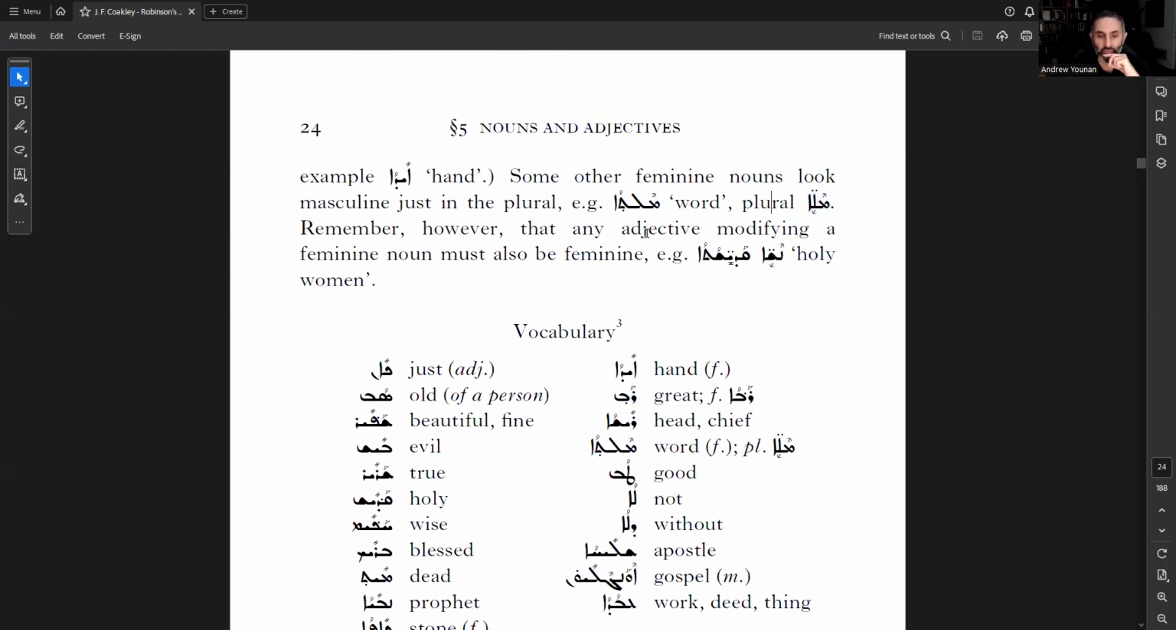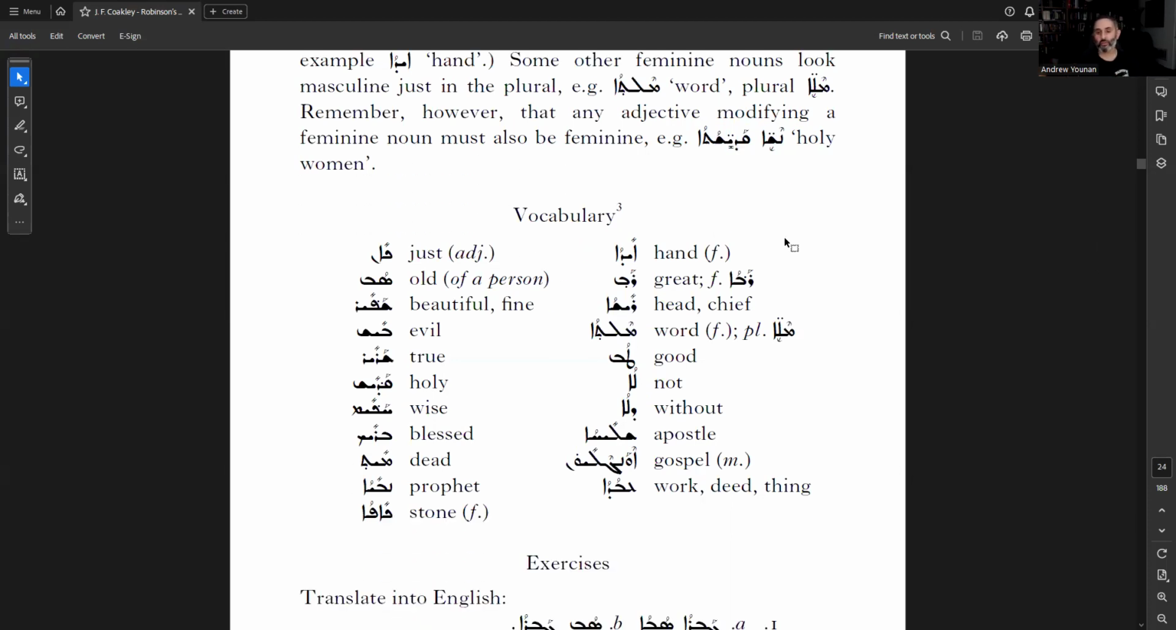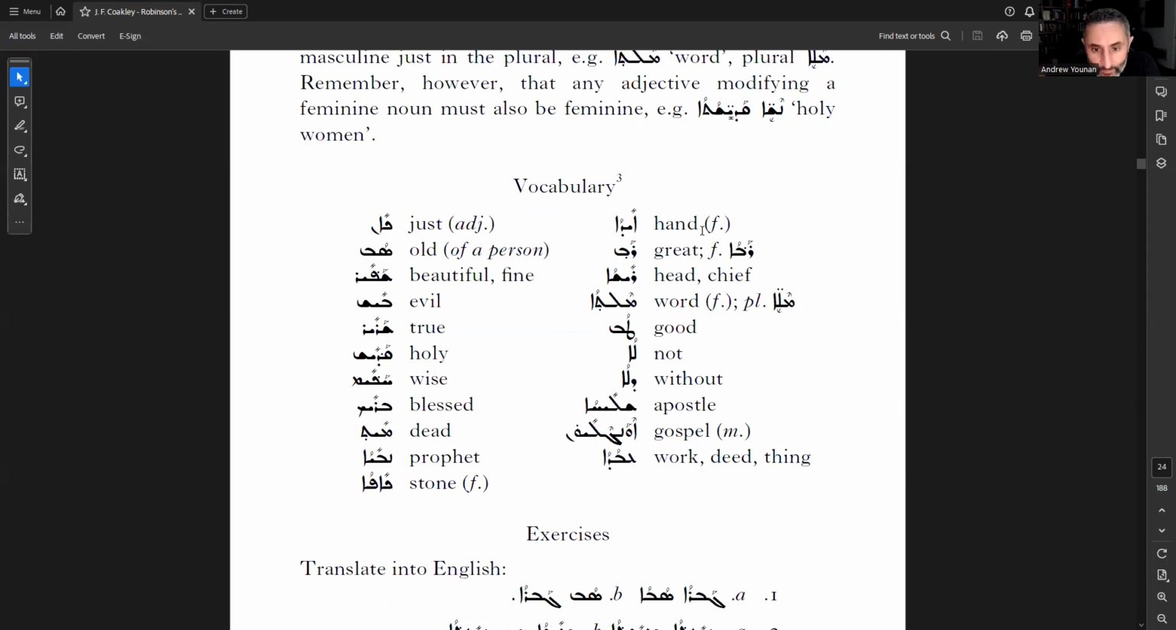Remember, however, that any adjective modifying a feminine noun must also be feminine. So atha is singular, nishe is women, plural. You have to say nishe qaddishatha. Even though it looks masculine, it has to take a feminine adjective, qaddishatha, holy women. All right? It's kind of a hard chapter. You might want to listen to this again. Let's look at the vocab.